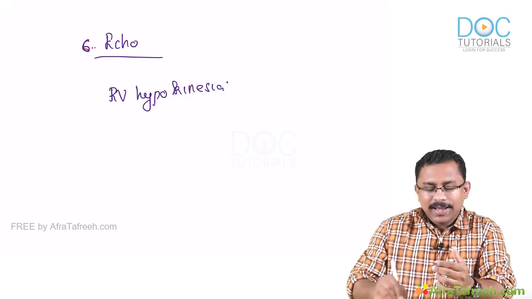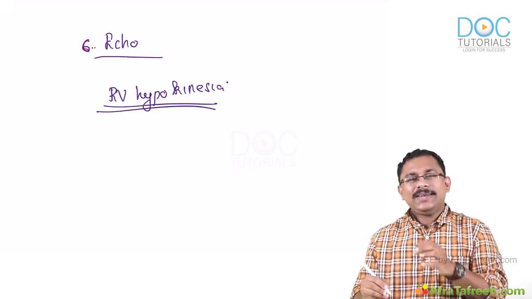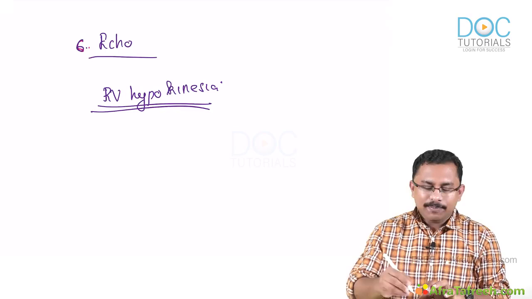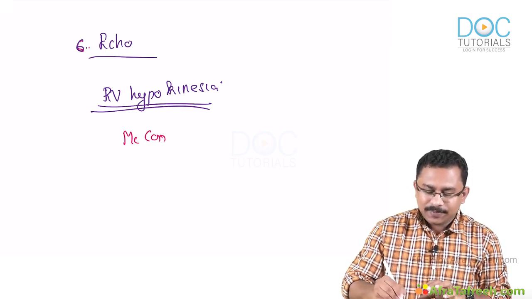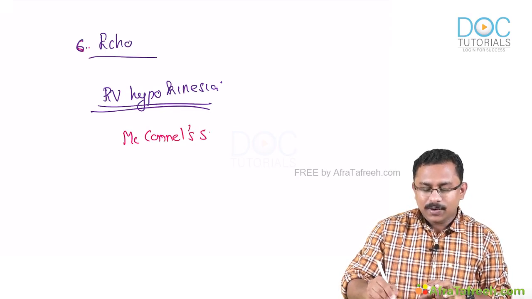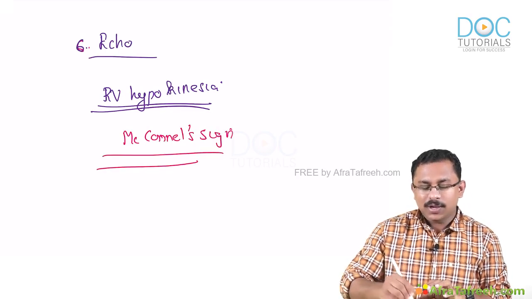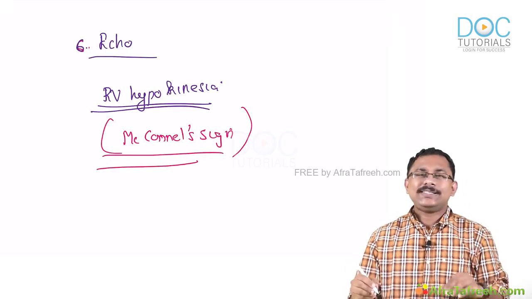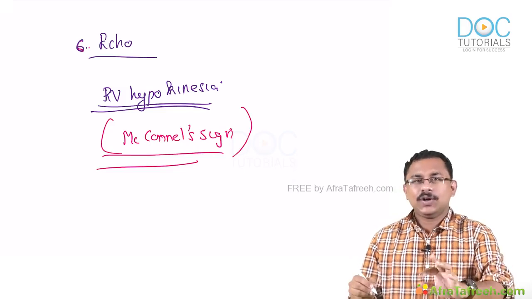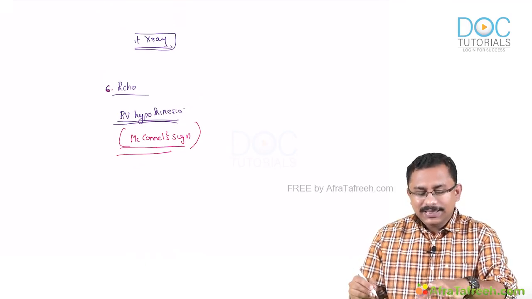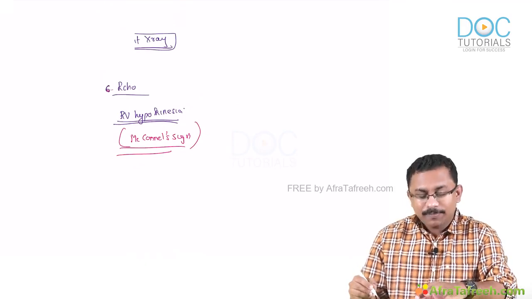And this RV hypokinesia that you get in the setting of a pulmonary embolism is also known as McConnell's sign. Okay, McConnell's sign. So somebody might ask you a factual question: McConnell's sign is seen in what? It is pulmonary embolism. So this echo is also important. Now, these are the important investigation modalities in case of a pulmonary embolism.